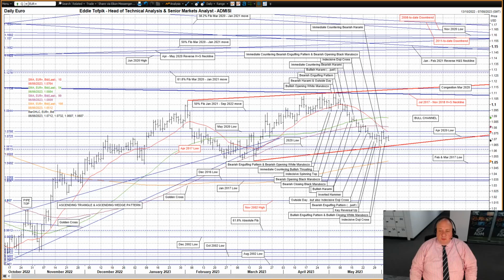Meanwhile, below the lower bull channel line, we have the 2020 low at 106.35 and the April 2017 low at 105.68. The 2020 low had previously managed so well to slow the decline and turn the market back up last week, as well as working in conjunction with the April 2017 low back in February and March in doing the same.